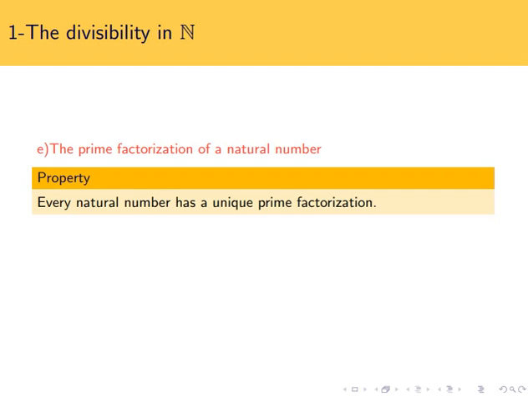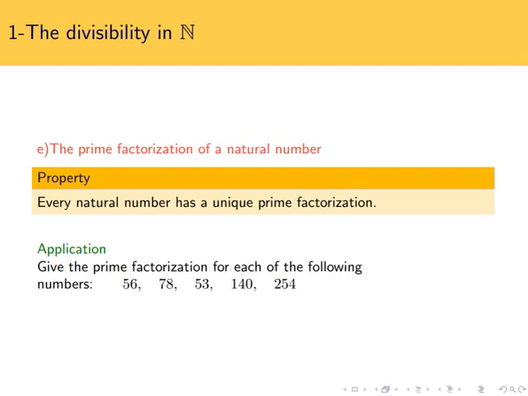We say that every natural number has a unique prime factorization. We can write a natural number as a product of only prime numbers. This is the fundamental theorem of arithmetic. Application: give the prime factorization of each of the following numbers.